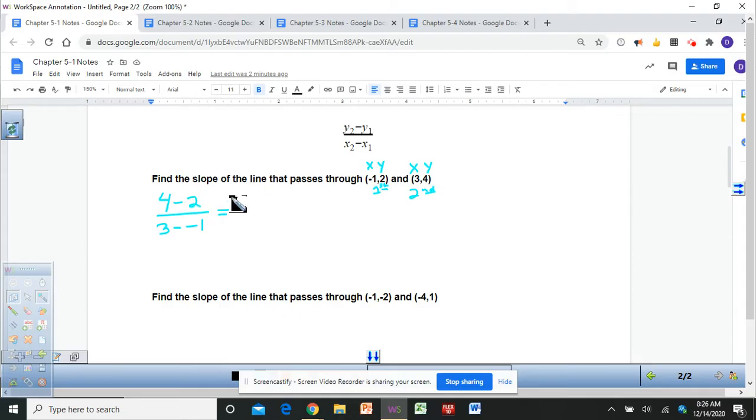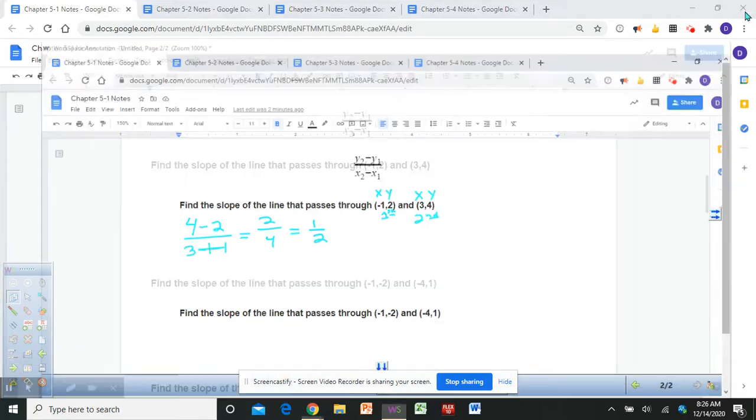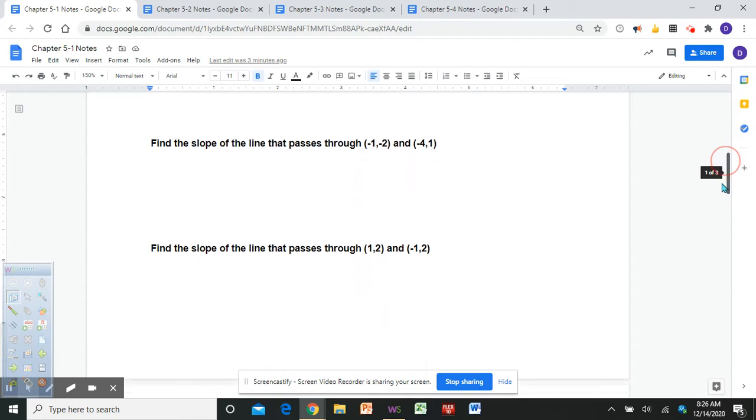And then we're going to do this. So 4 minus 2 is 2. That's going to end up being a plus. So 3 plus 1 is 4. So our slope here is 1/2. So there you go. And that is how you find slope. It's that easy. Okay, so let's try another one.